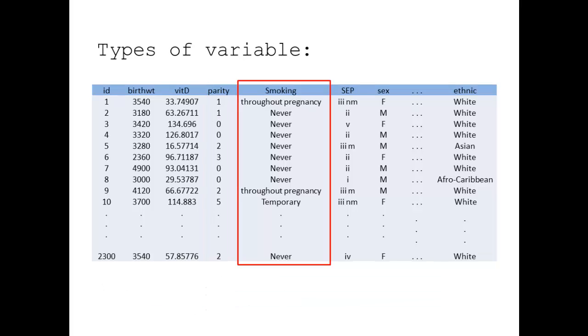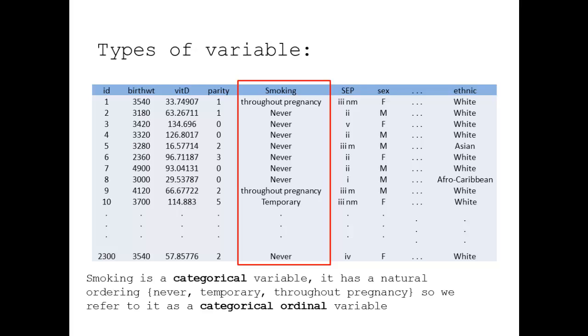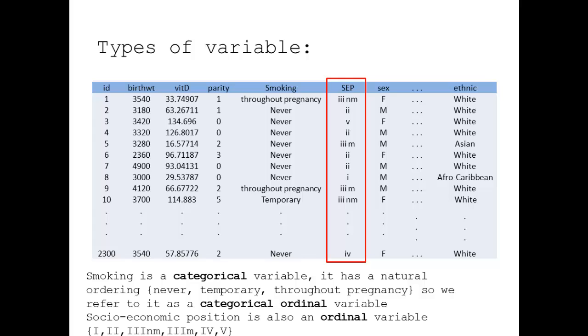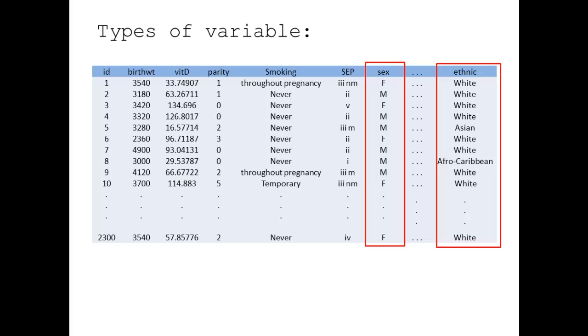Maternal smoking, as displayed in this dataset, is a categorical variable. It has a natural ordering or rank, so we refer to it as a categorical ordinal variable, or just an ordinal variable. Socioeconomic position is also an ordinal variable. Sex and ethnicity are both categorical variables, but they have no natural ordering or no natural ranking, so we refer to these as nominal variables.